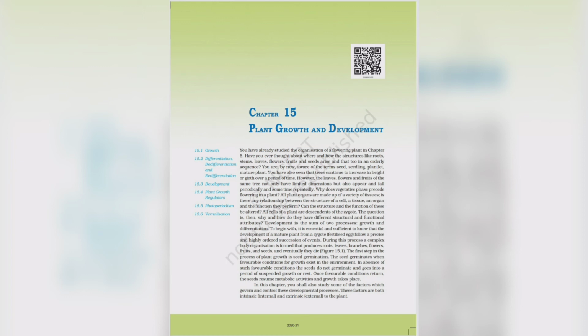ABA plays an important role in seed development, maturation, and dormancy. By inducing dormancy, ABA helps seeds withstand desiccation and other factors unfavorable for growth. In most situations, ABA acts as an antagonist to GA.